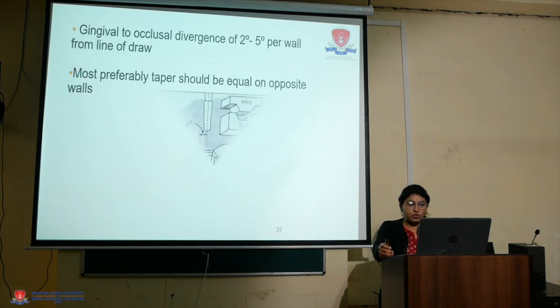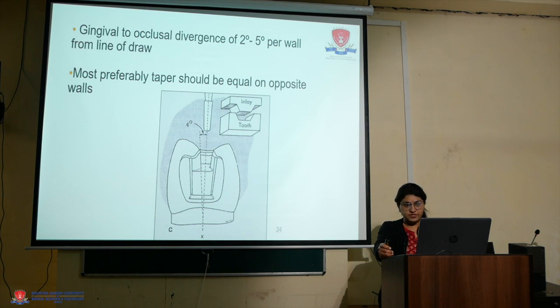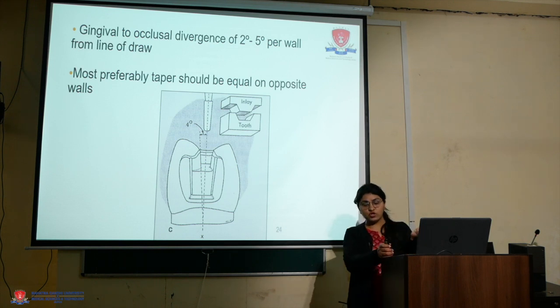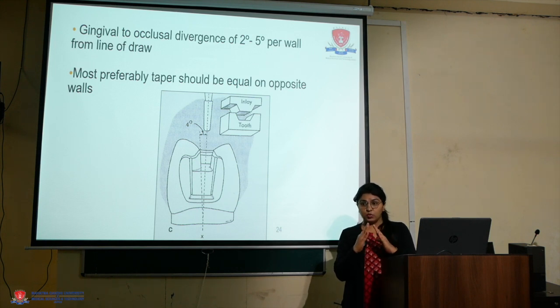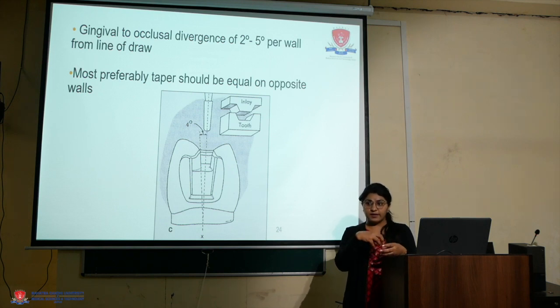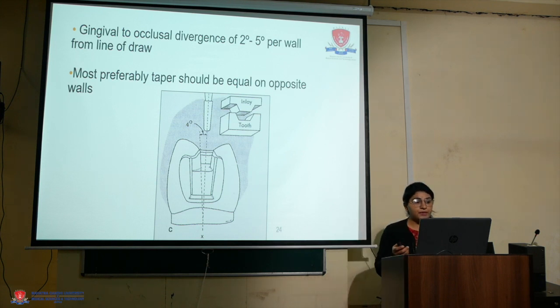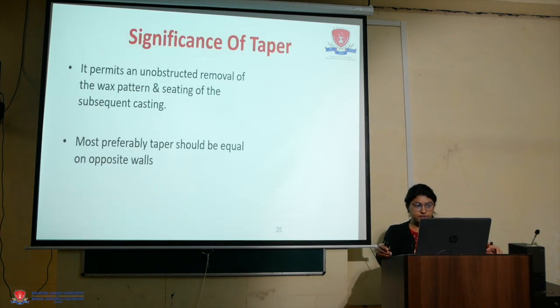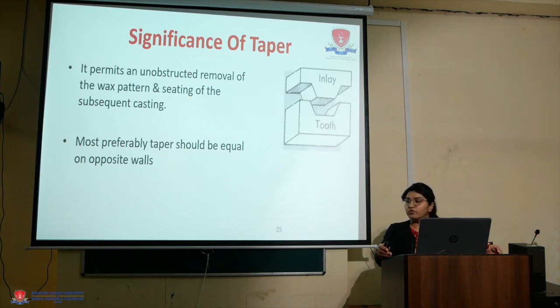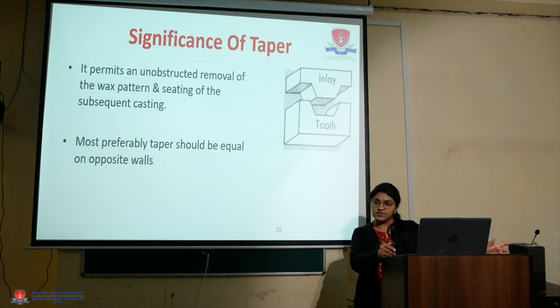Then gingival to occlusal divergence of 2 to 5 degrees per wall. When we talk about direct restorations, we provide convergence, the cavities were converged, but here we are talking about divergence, again for the same reason, because we have to make a wax pattern which has to be removed. So we give a little divergence, and it should not be more than 2 to 5 degrees. Most preferably the taper should be equal on the opposite walls. Again, the significance of taper, as I mentioned, is that it permits the unobstructed removal of the wax pattern and then seating of the subsequent casting.